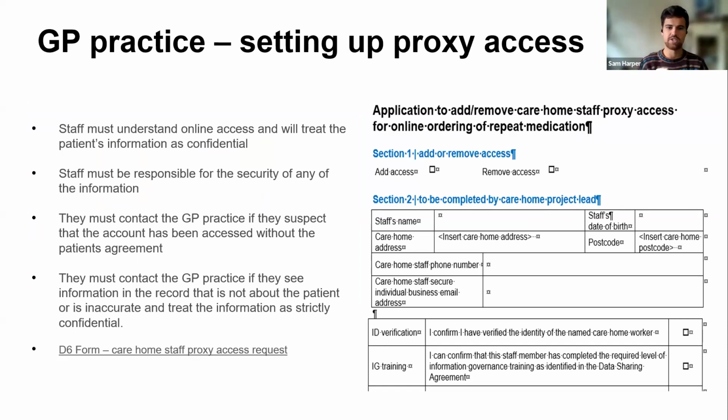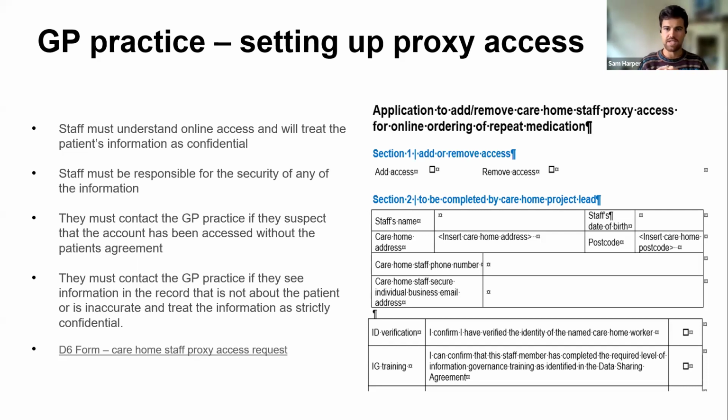So this slide just goes into some detail. For instance, staff must understand online access and treat the patient's information as confidential. Staff must be responsible for the security of any of the information, and they must contact the GP practice if they suspect the account has been accessed without the patient's agreement. And they must contact the GP practice if they see information in the record is not about the patient or is inaccurate. So it's the care home staff's responsibility to contact the GP practice if anything's out of place on there. And also you are responsible for the security.